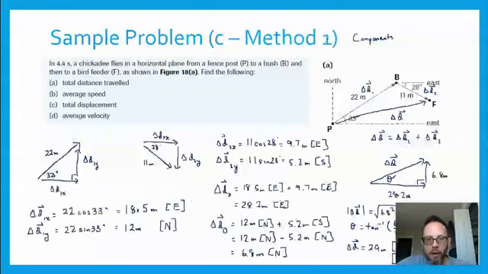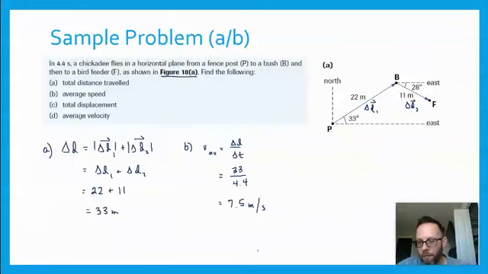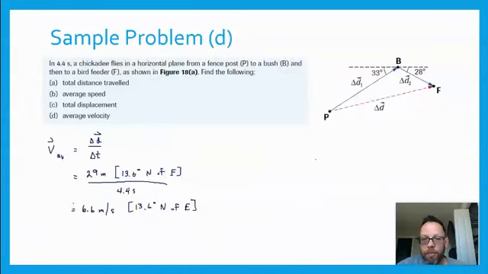The average speed we got earlier was 7.5 meters per second. So you can imagine our chickadee flying at an average speed of 7.5 meters per second from post to bush and then to bird feeder. If another bird started off at the post and just flew straight for the feeder, if they flew at 6.6 meters per second in this direction straight to the feeder, they both arrive at the same time. That's kind of the connection between those two.